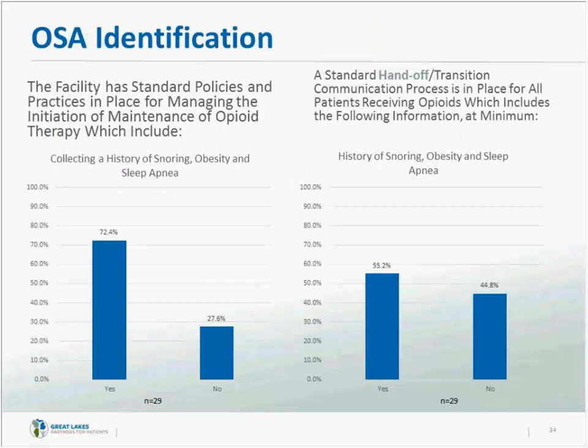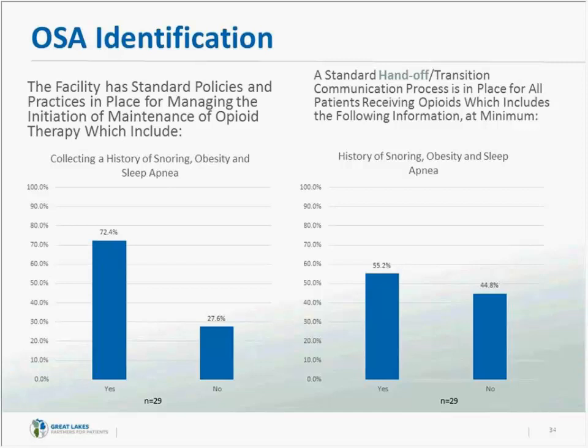Sleep apnea identification. Well, it seems obvious that we should assess patients for a history of sleep apnea. So that left one says the facility has standard policies and practices in place for managing the initiation or maintenance of opioids for patients who have sleep apnea. Well, good job for 3/4 of the hospitals that did that, but 1/4 of the hospitals in the state did not do that. They did not check to see if a patient had a history of sleep apnea, which clearly is important when dealing with pain and prescribing opioids.